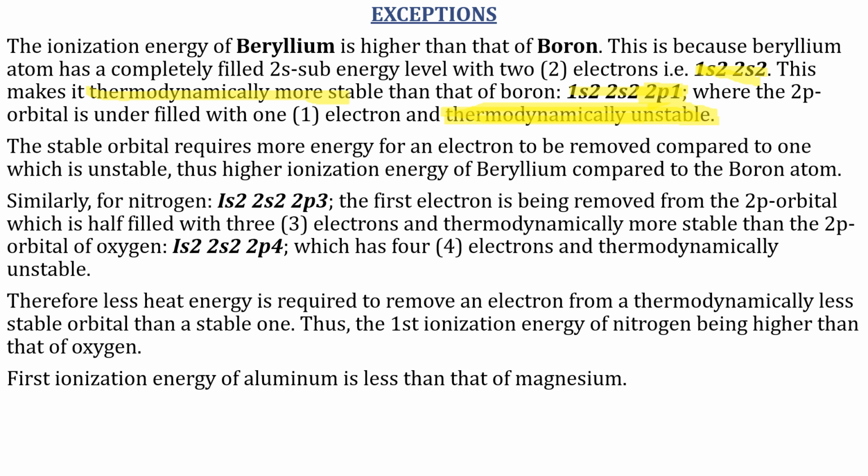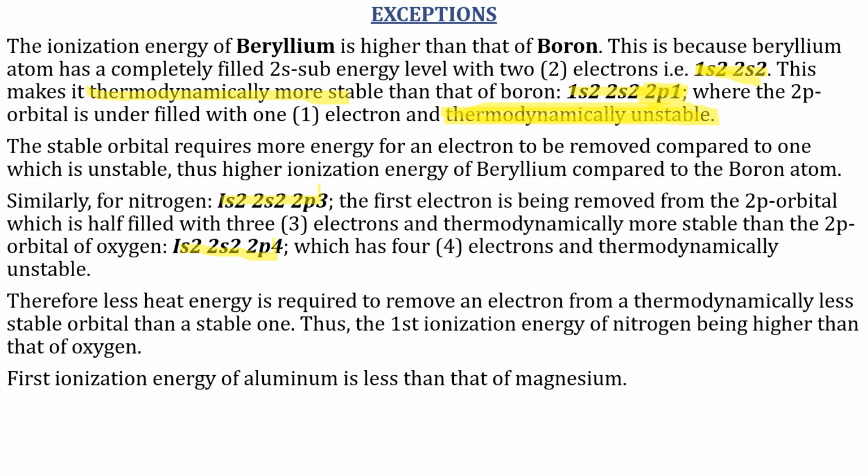Now, I want to note that other explanations are going to remain the same. In this case, we are comparing nitrogen and oxygen. Notice that nitrogen is having a half-filled 2p sub-energy level. That means that the nitrogen atom is thermodynamically stable. Thus, to remove or add an electron is going to require more energy. That's for the case of ionization energy.